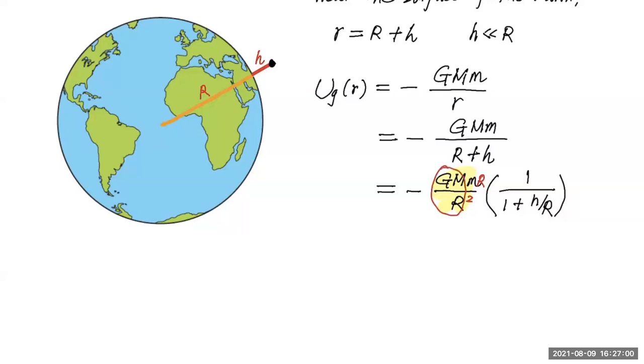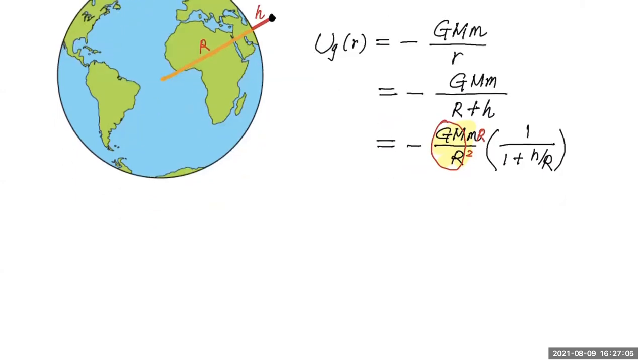GM over R squared is actually g. Do you recall that? Because the force of gravity exerted on an object of mass m on the surface of the Earth, isn't that equal to mg? But it's also equal to G times the mass of the Earth times the mass of this object over R squared. Right? So GMm over R squared is the same as mg. So let me replace this with negative mg times R.